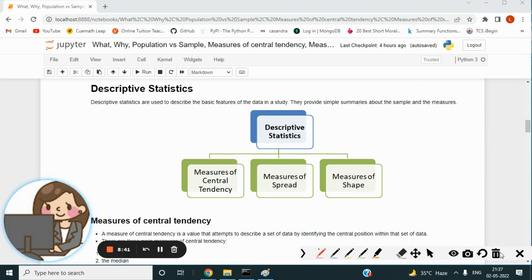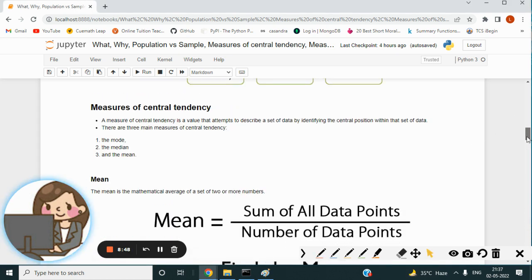Now let us see measures of central tendency in more detail. A measure of central tendency is a value that attempts to describe a set of data by identifying the central position within that set of data. There are three main measures of central tendency: the mode, the median, and the mean.